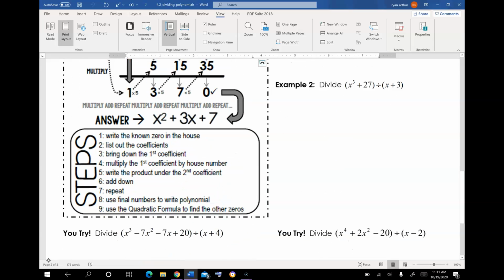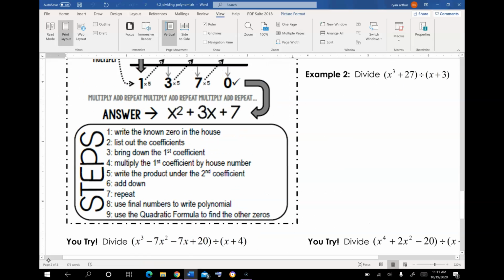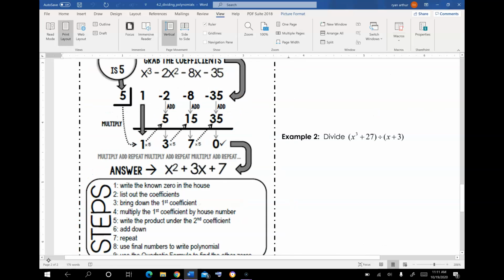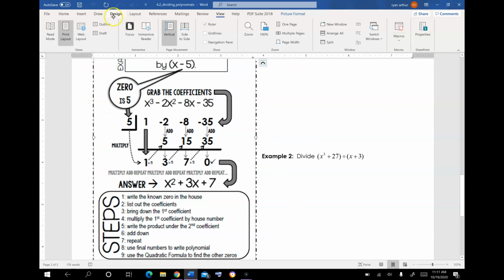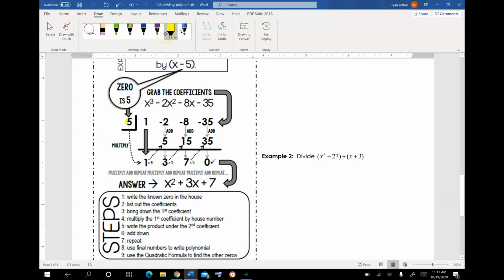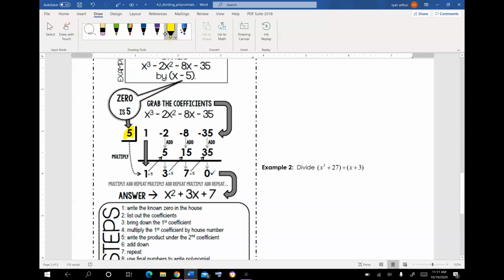So here are the steps, okay? You write the known zero in the house. So this is my zero right here. Do you see how we changed the sign? It went from -5 to +5, okay? So that's write the known zero in the little house right here.